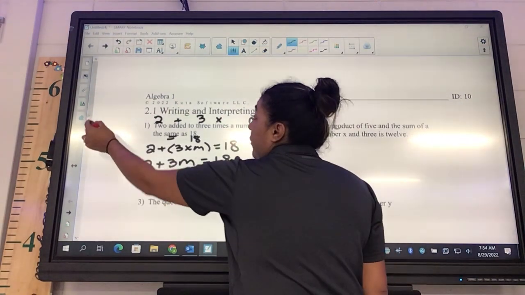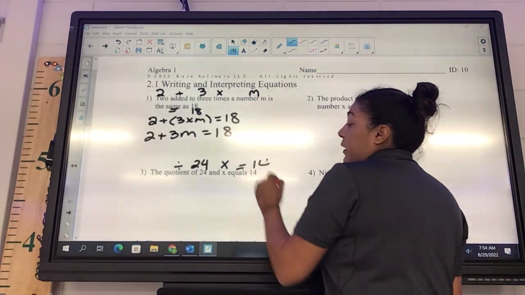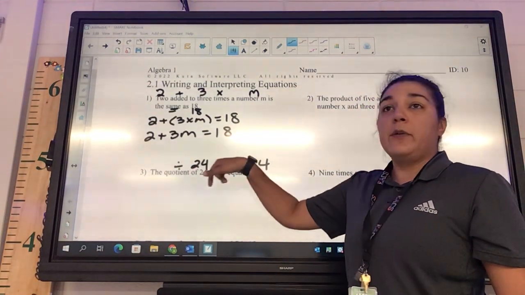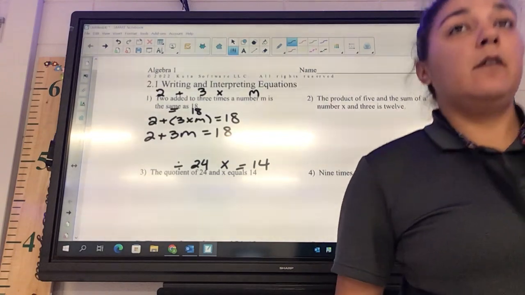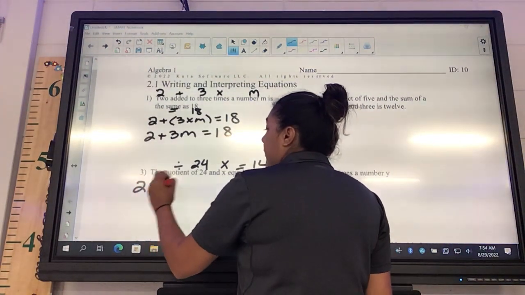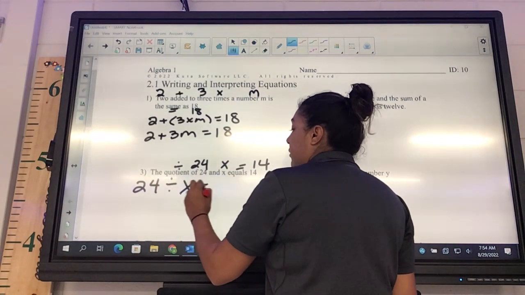Equals 14. Okay, so this kind of looks weird, right? We don't put a division and then put some stuff. So what should it look like? 24 divided by x equals 14.